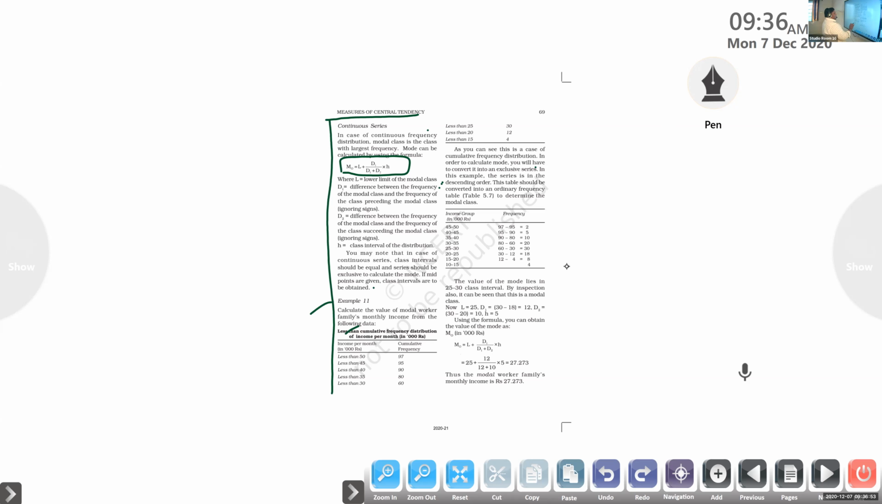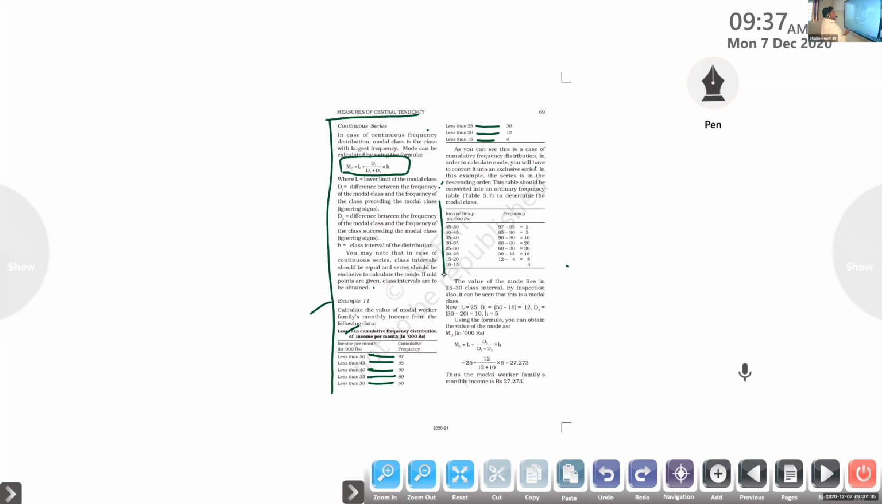First of all, you can see that less than 50, that is 97. Less than 45, 95 are there. Less than 40, 90. Less than 35, 80. Less than 30, 60 people are receiving salary like that. Less than 25, there are 30 people. Less than 20, 12 people, and that is in thousands, not just 20 rupees but 20,000 rupees. Less than 15,000, 4 people are there. So you have to construct a table here with the exclusive class intervals, in descending order.